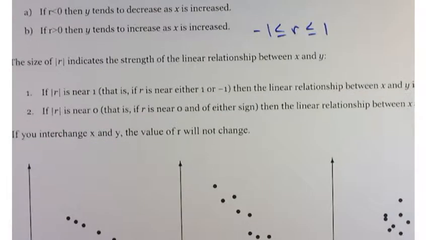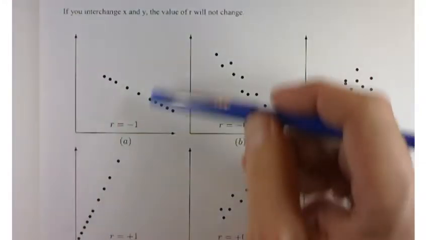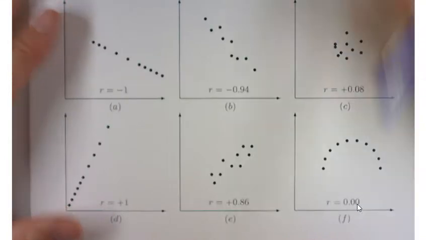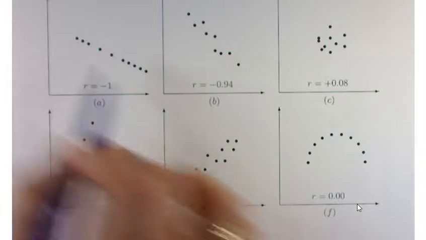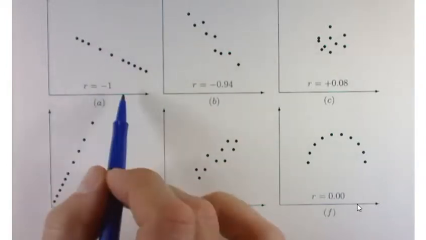Now the extreme values are perfect linear relationships. So let's see a couple examples of some perfect linear relationships. Here's 2 on this handout. This is a perfect negative linear relationship. This is a perfect positive linear relationship. The negative and positive simply reflects the slope of the line represented by your data. If as you move left to right, your line is decreasing, it has a negative slope. So that perfect negative correlation would be -1.